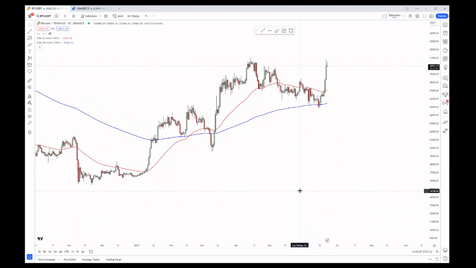The question is, does the EMA work on every time scale? Yes, it does, but the lower the time frame and the lower the EMA, the more unreliable it is. So what you want is to work with the higher EMAs.